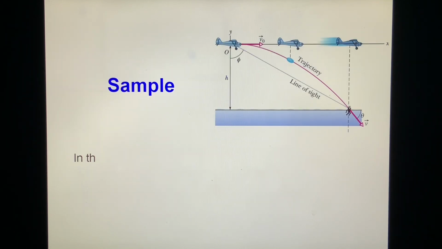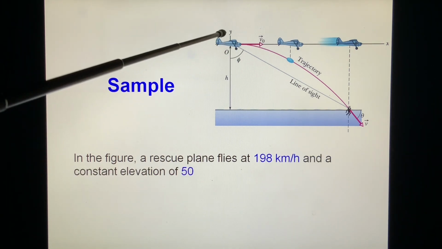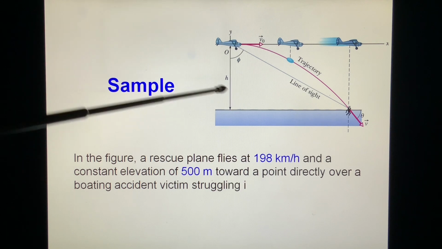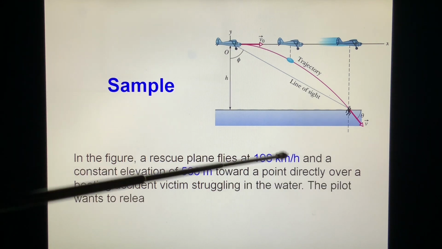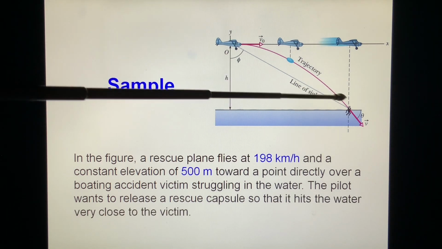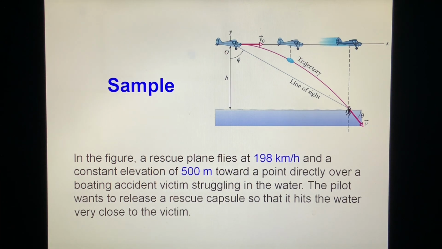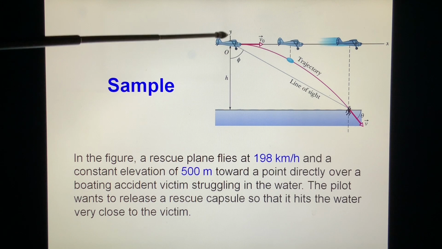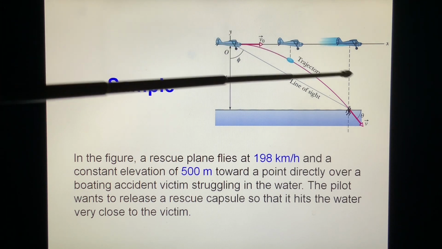Sample. In the figure, a rescue plane flies at 198 kilometers per hour at a constant elevation of 500 meters towards a point directly over a boating accident victim struggling in the water. This is the point. The pilot wants to release a rescue capsule so that it hits the water very close to the victim. After the rescue capsule leaves the plane, it is a projectile.